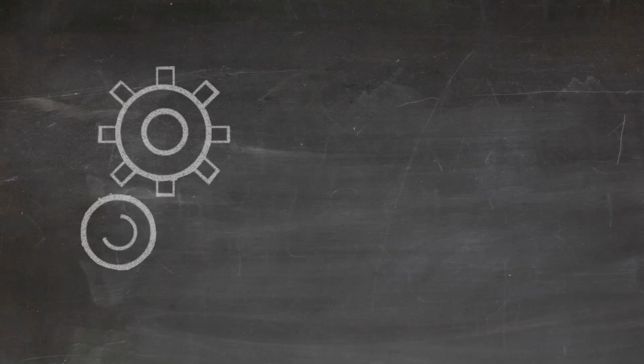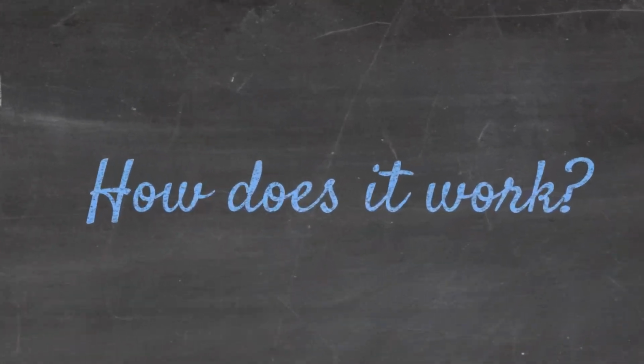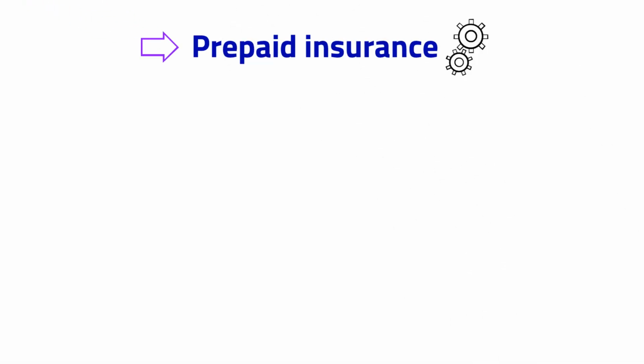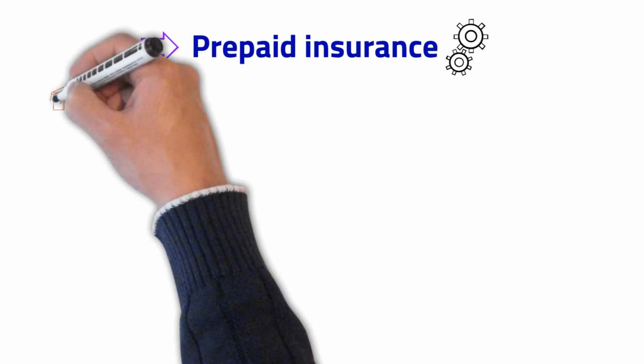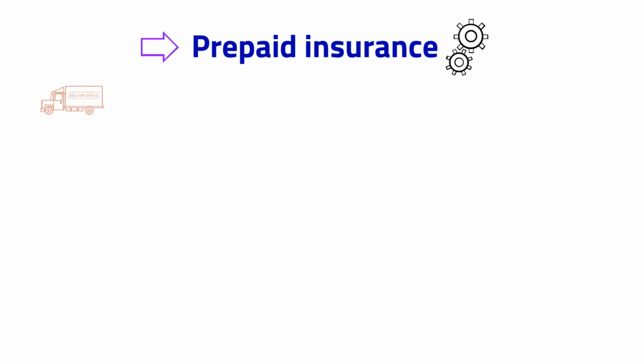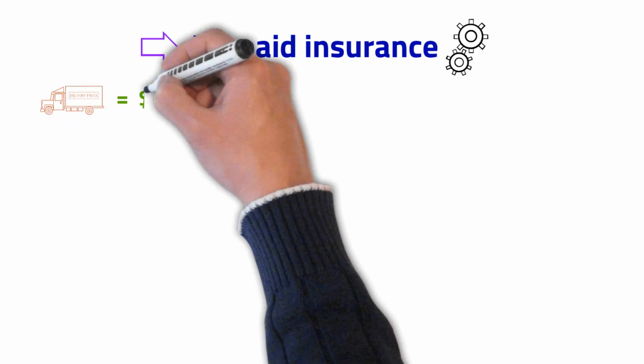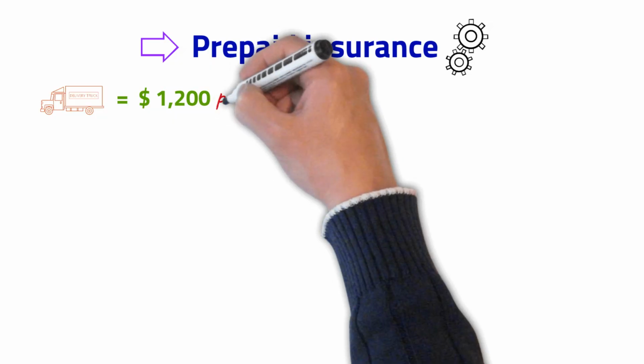Let's have a look at those items with our Apple shop as an example. Let's start with prepaid insurance. We pay for 12 months of insurance upfront for the delivery truck. The cost is $1,200 for the year.